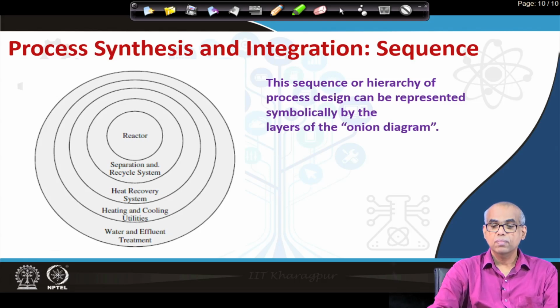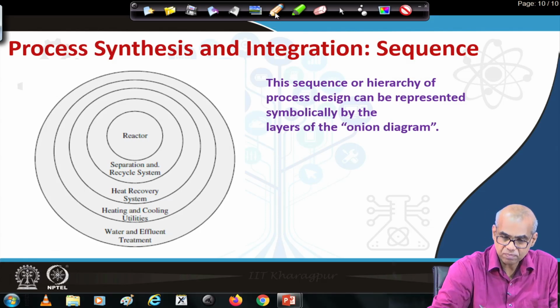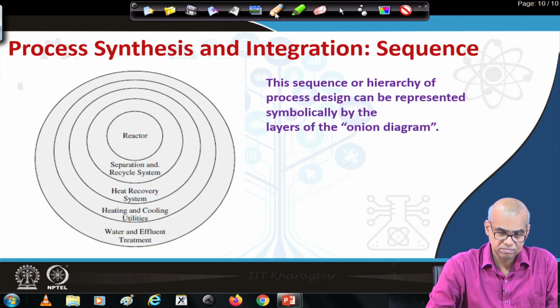So, this sequence of process design can be represented symbolically by the layers of what is known as the onion diagram. This sequence of process design is also known as the hierarchy of process design. So, this is symbolically represented by the layers of the onion diagram.